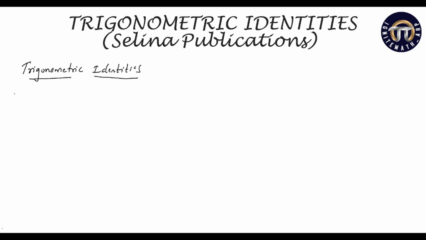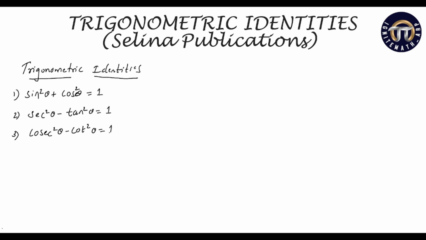The basic ones are sine square theta plus cos square theta is equal to 1, which can be written in many forms in fact. Then the second one is secant square theta minus tan square theta is equal to 1. This can also be written in many forms, children. And the third one is cosecant square theta minus cot square theta is equal to 1. This also can be written in many forms. The whole chapter is completely based upon these three identities.